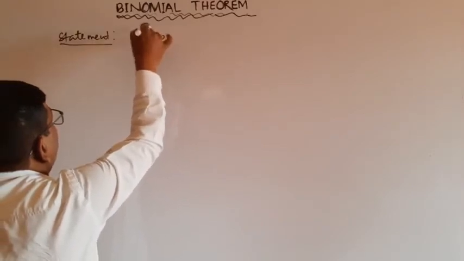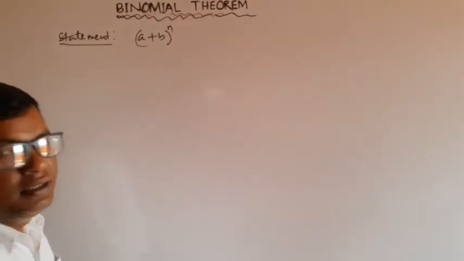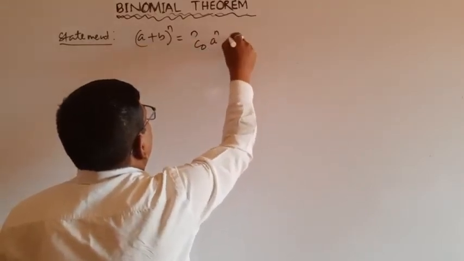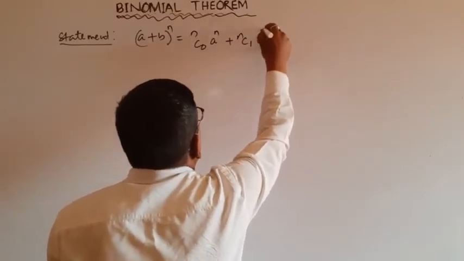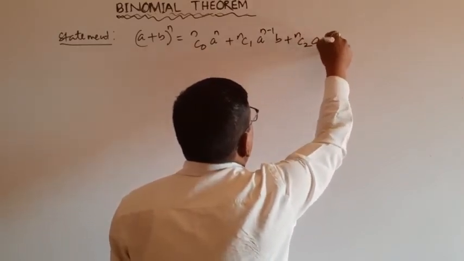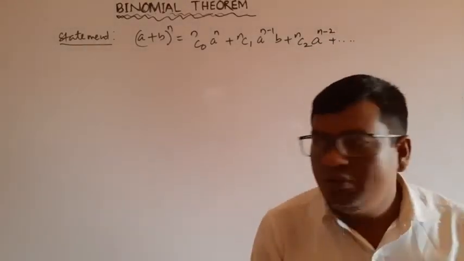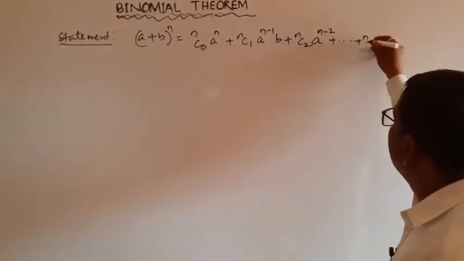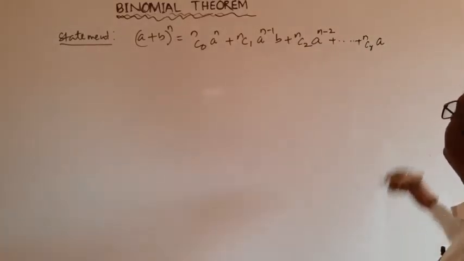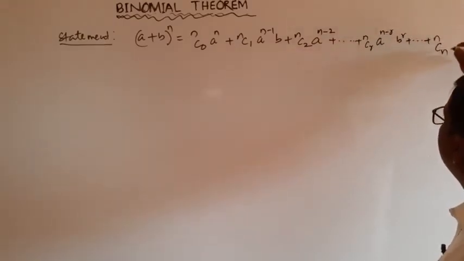(a plus b) whole to the power n is equal to nC0 a to the power n plus nC1 a to the power n minus 1 into b plus nC2 a to the power n minus 2 b square plus dot dot up to nCr a to the power n minus r b to the power r plus dot dot up to nCn b to the power n.